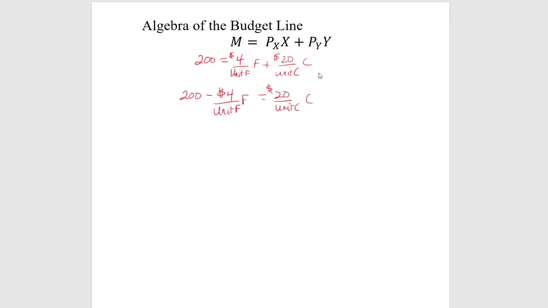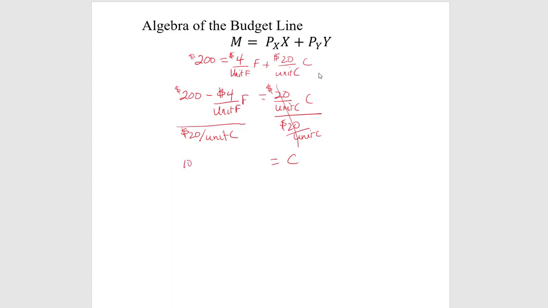Now to further get C by itself, because this is $20 per unit times C, I have to divide that across both sides. So $20 per unit of clothing on this side, that will divide out. But if I do it on this side, I have to do it on this side. So $20 per unit of clothing. My 200 right now is actually $200. So I'm going to put that dollar sign on there just so you can see where the units are coming from here. On the right-hand side, I only have C. On the left-hand side, I have $200 divided by $20 per unit of clothing. If I do the math part of this, I get 10.